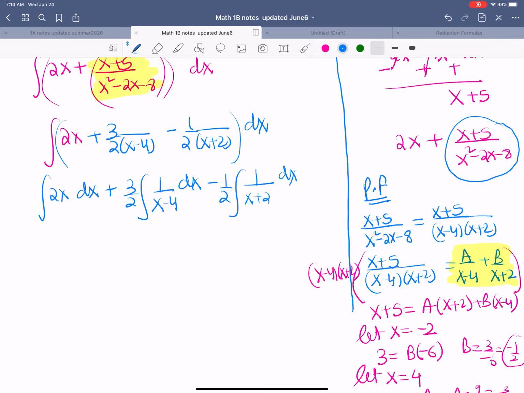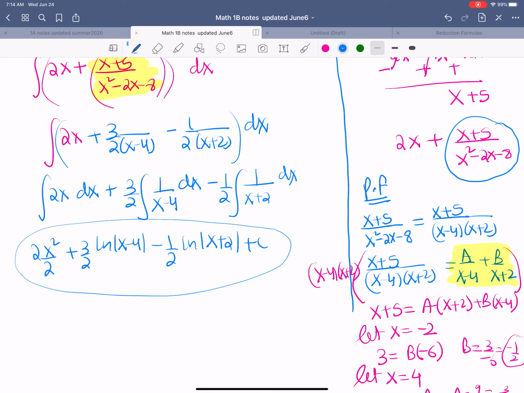We can go ahead and integrate the pieces. So it turns out to be 2x squared over 2 plus 3 halves natural log of x minus 4 minus 1 half natural log of x plus 2. Again, you can do the u substitution. The derivative of the bottom is sitting on the top. You can call u as x minus 4 and du will be on the top. Same thing for 1 over x plus 2. You can call x plus 2 as u and go from there. Next example.